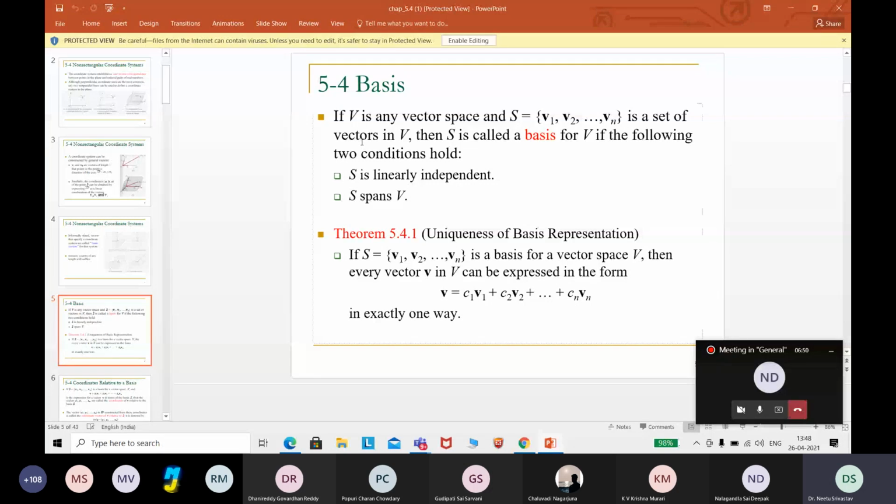What this definition says is that if in a vector space V you have S, which is defined as a set of vectors V1, V2, and so on up to Vn, and it is a set of vectors in V, then S is called a basis for V if the following two conditions hold: S is linearly independent and S spans V. So whatever set is given to you, S equal to {V1, V2, ..., Vn}, should be linearly independent and it should span V.